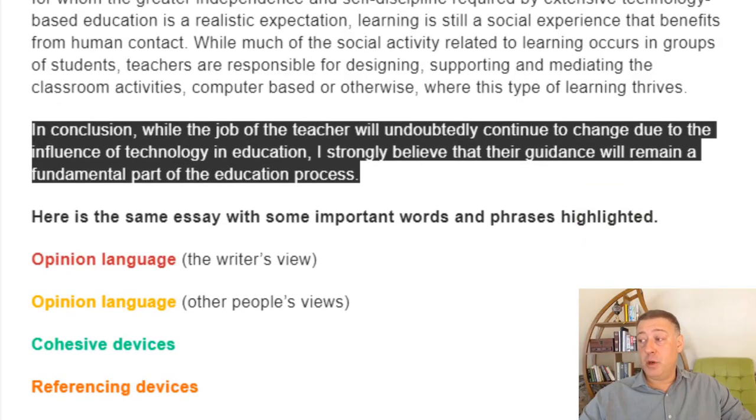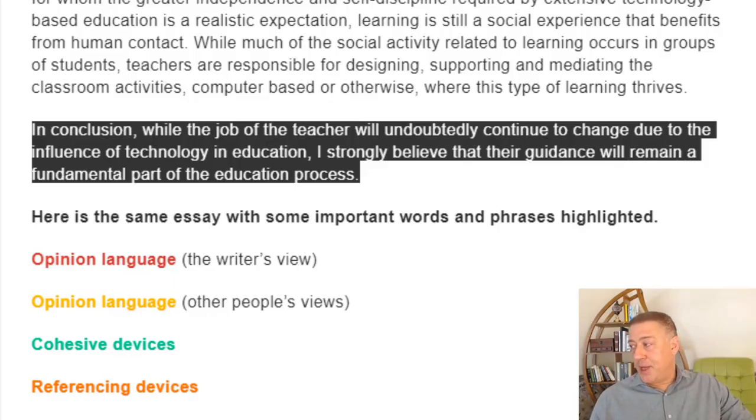At our conclusion, what we should do is remind the reader what I think and why I think it. So in conclusion, while the job of the teacher will undoubtedly continue to change due to the influence of technology in education, I strongly believe that their guidance will remain a fundamental part of the education process. Okay, so remember, the ideas that I talked about are their role in the social aspect of learning and their other roles in terms of designing and facilitating the learning process.